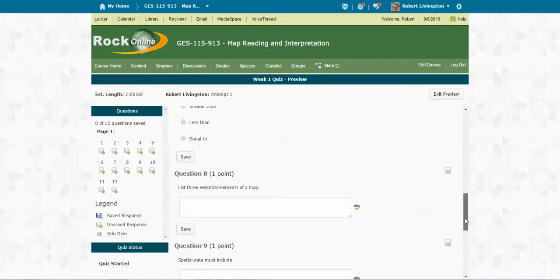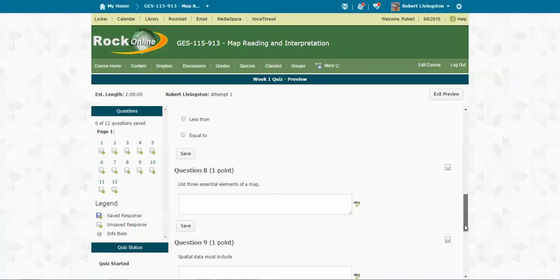List 3 essential elements of a map. Well, now think about this. We talked about in class orientation, okay, that is north-south. Scale, what is the relationship between the map and the real world? And the legend, what do the symbols mean? Those are 3 critical ones that are important. We'll find later on that, in fact, the coordinate system, the projection, and the interval are also very, very important.